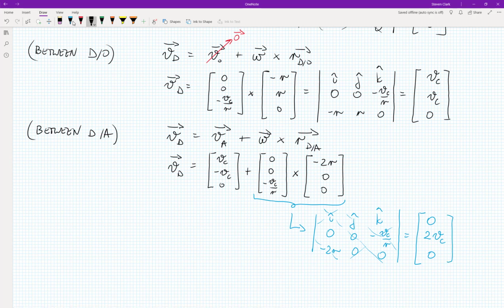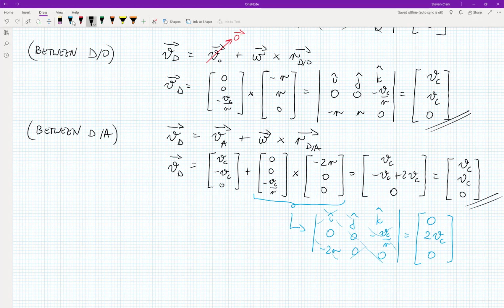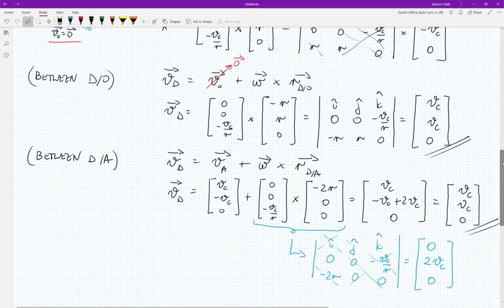Okay, let's add these two vectors to each other. So in here we will have VC. In here we will have minus VC plus 2 VC. And this is 0. So we will end up with VC, VC, and 0. Exactly the same answer we obtained earlier. Yes, this one is exactly the same as this one. Okay, this is the end of the discussion actually.